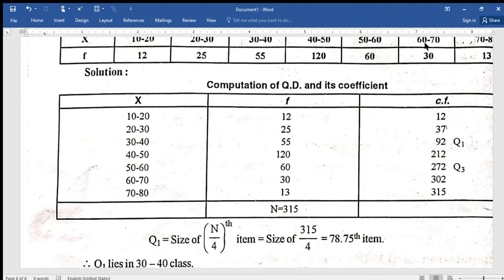I have already explained how to find cumulative frequency. Let me tell once again. The first individual frequency is 12. Replace the same here. 12 plus 25 we get 37. 37 plus 55, 92. 92 plus 120, 212. 212 plus 60, 272. 272 plus 30, 302. 302 plus 13 we get 315. Make a note: these two values are one and the same. Next step here.